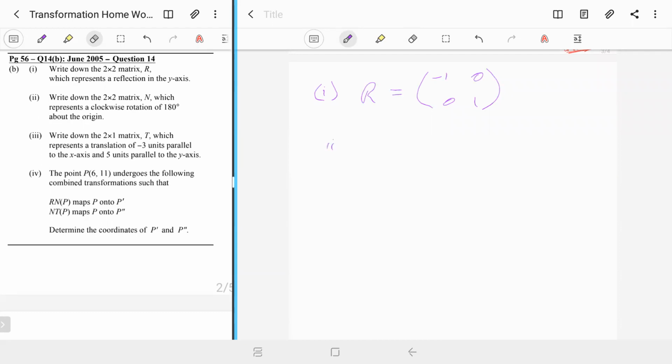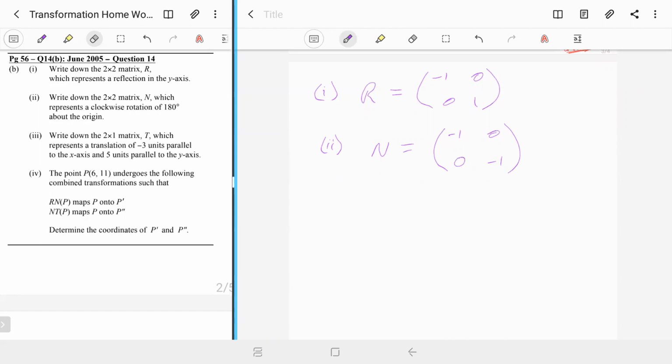Part 2. Write down the 2 by 2 matrix N, which represents a clockwise 180 degrees. A while ago, the question said anti-clockwise 180 degrees. Now it says clockwise 180 degrees. Doesn't matter. It's the same matrix. A 180 degrees rotation, clockwise or anti-clockwise, is the same matrix: -1, 0, 0, -1. Why? Because it has the y-axis reflection in it, and it has the x-axis reflection in it. Both reflections are in it. That's the matrix N.